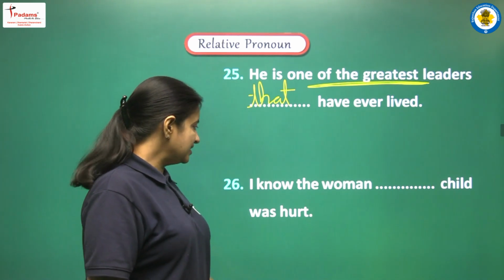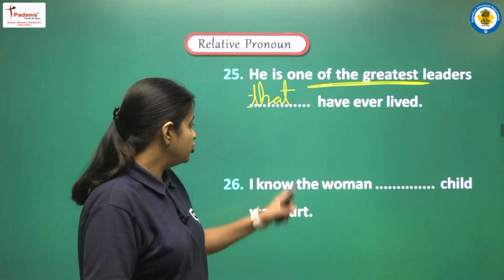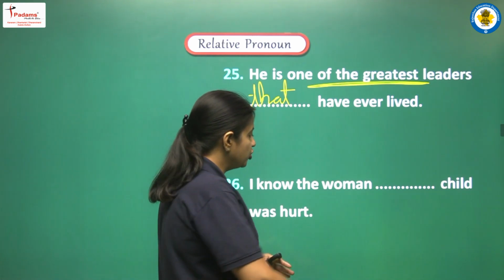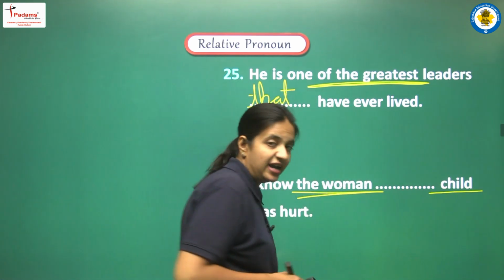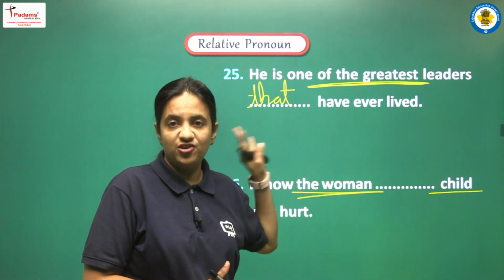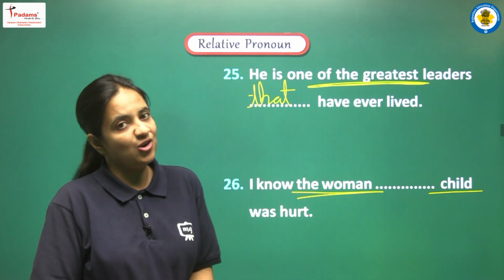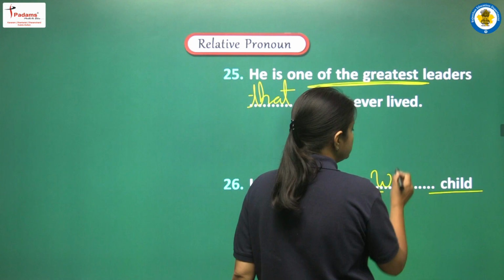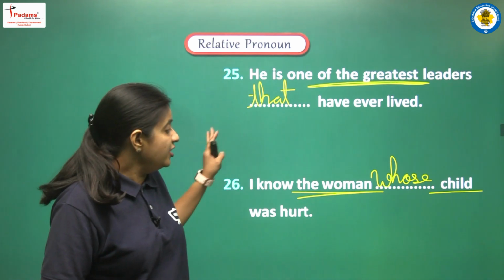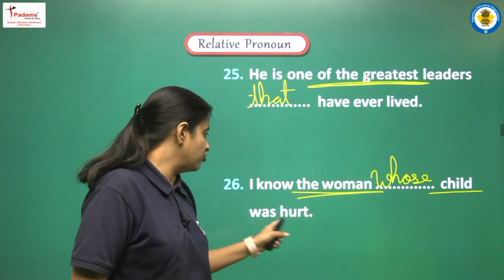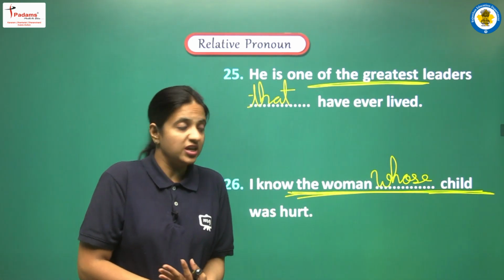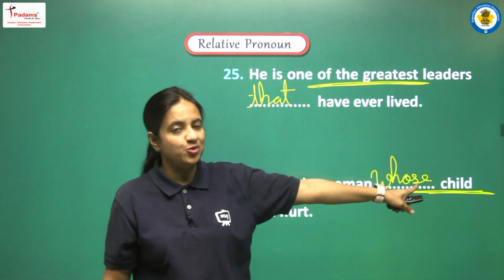Okay. Next sentence, I know the woman child was hurt. Okay, so here we are trying to show the relation of the woman with the child, and we are trying to show that the woman was possessing the child, right? So we are trying to show the possession, and we all know that for that we have to use whose. So here in this blank we have to write whose, and the complete sentence will be, I know the woman whose child was hurt. Okay, so we are trying to show the relation, the possession. Woman's child, right? And for that we have to use whose.